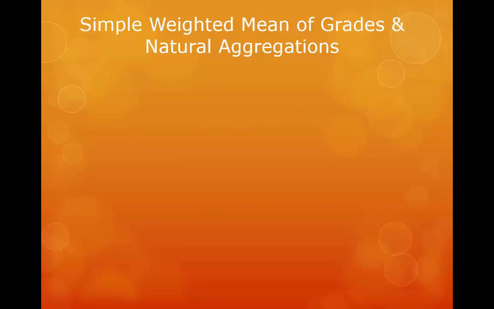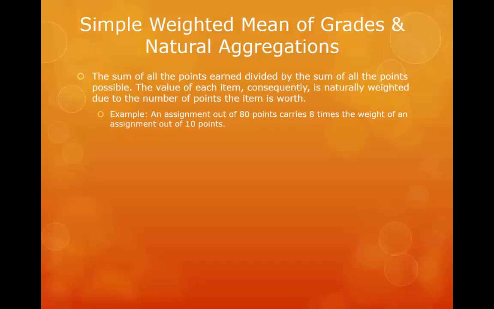Simple weighted mean of grades and natural aggregations. These aggregations take the sum of all of the points earned and divide it by the sum of all of the points possible. The value of each item, therefore, is naturally weighted due to the number of points the item is worth. So if an assignment is worth 80 points, that assignment carries 8 times the weight of an assignment worth 10 points.